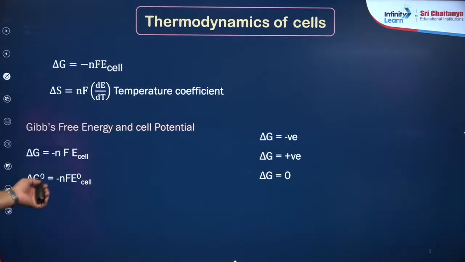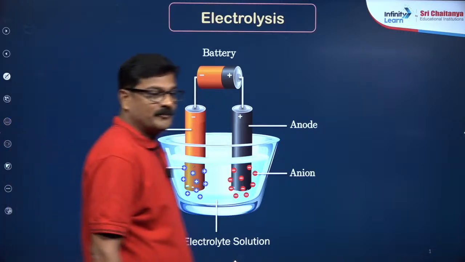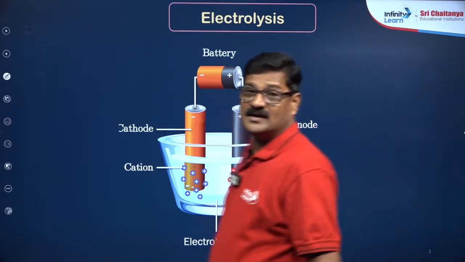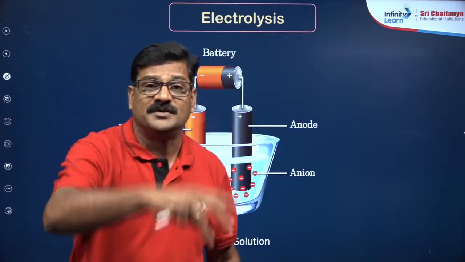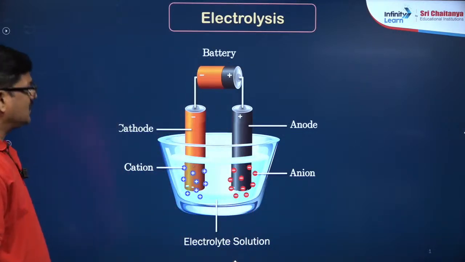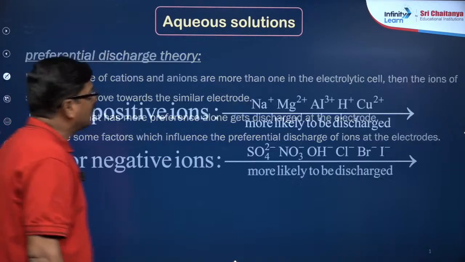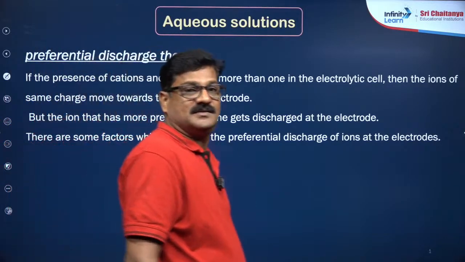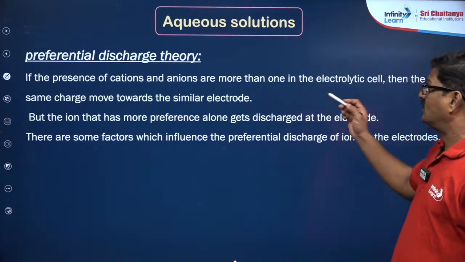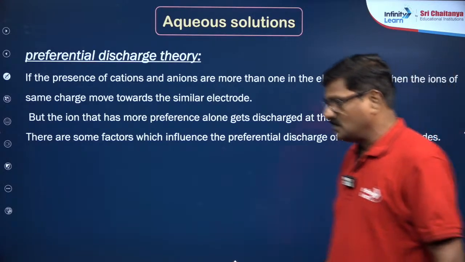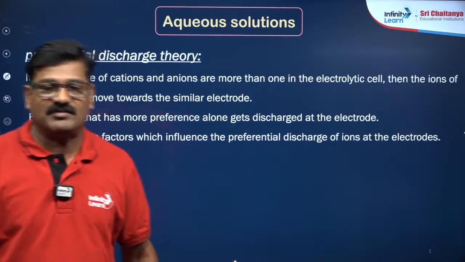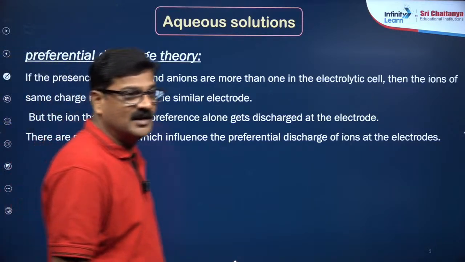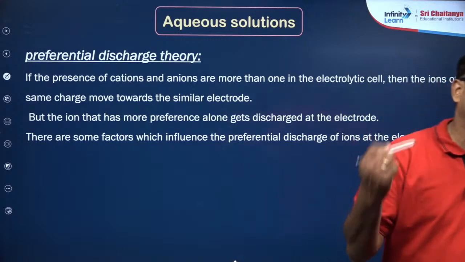Okay, so thermodynamics we discussed, and electrolysis. Decomposition of a compound by passing electricity through an electrolyte is called electrolysis. For aqueous solutions we use the preferential discharge theory. If more than one ion is present, which ion has to be discharged is based on the preferential discharge theory. Electrolysis is the process of using electricity to decompose a substance into its constituent elemental substances.